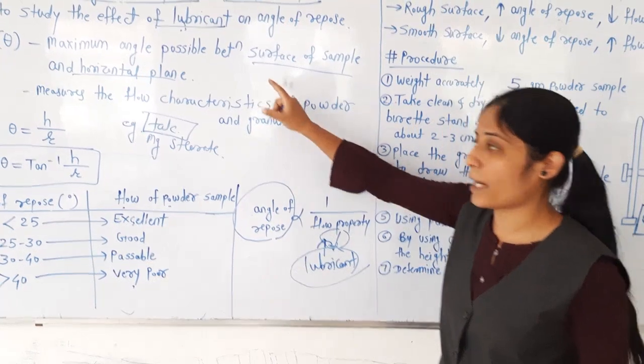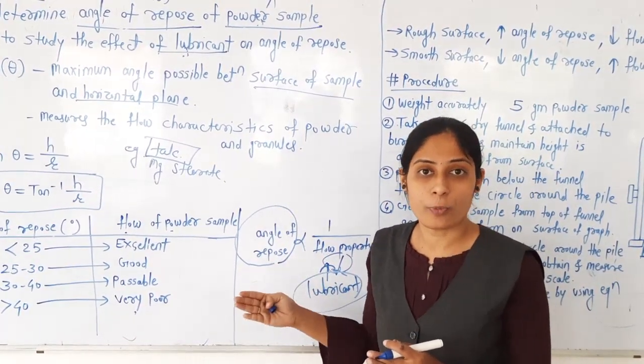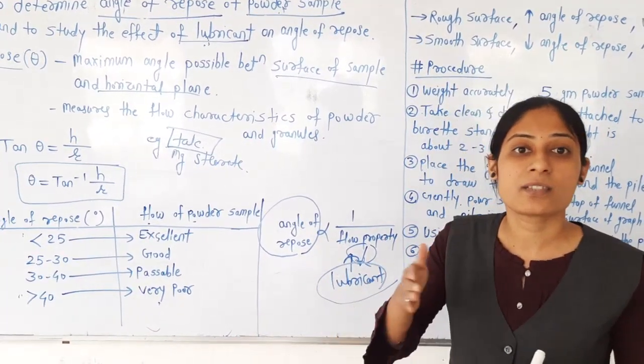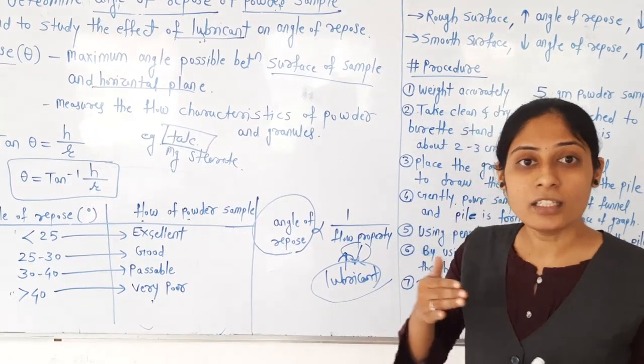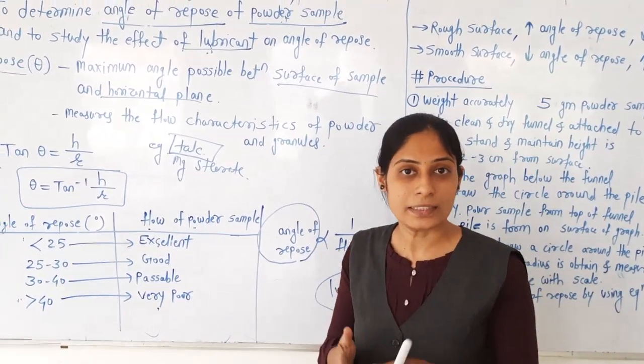So here in this practical we require a lower angle of repose value and a greater flow property, because if the powder sample's flow property is greater, it means that powder sample is suitable for formulations. Okay, for formulation, that powder sample is important and suitable for us.